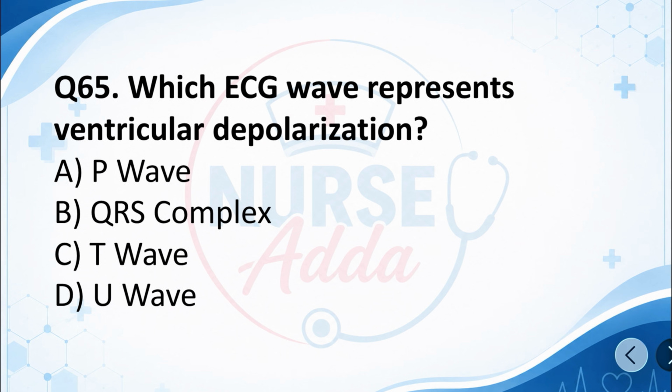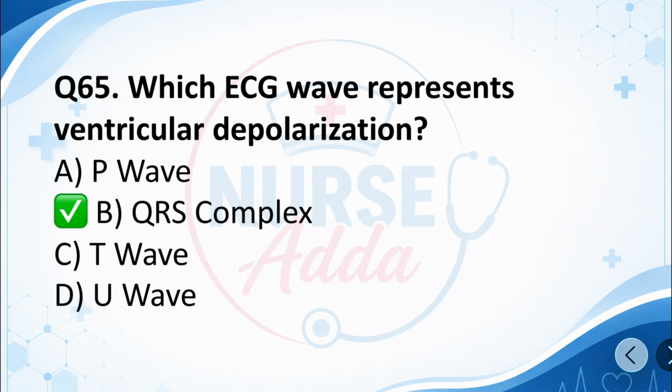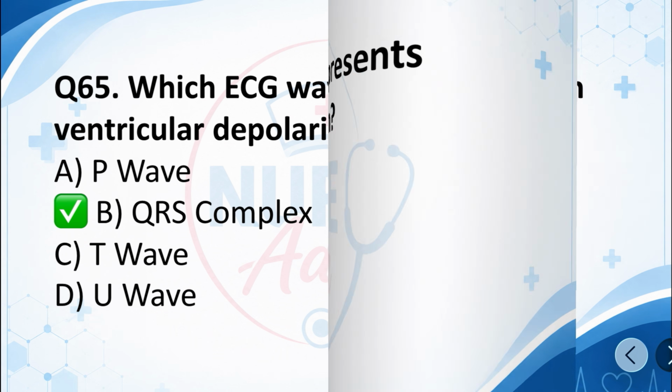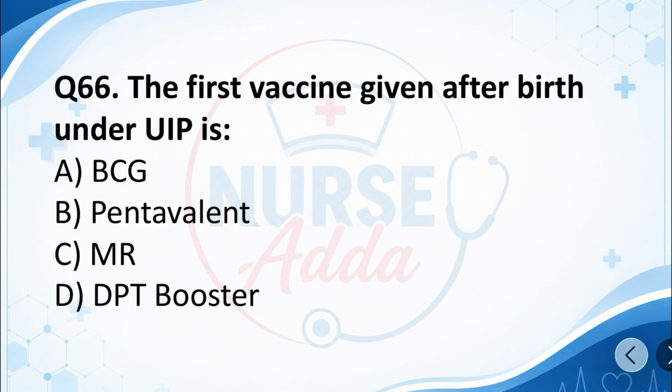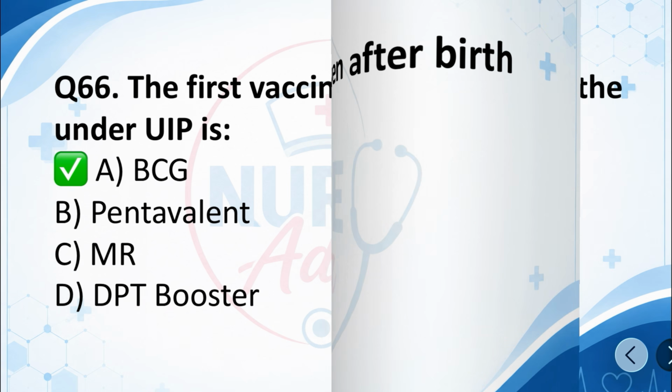Next question, which ECG wave represents ventricular depolarization? The right answer is option B, QRS complex. Next one, the first vaccine given after birth under UIP is. The right answer is option A, BCG vaccine.